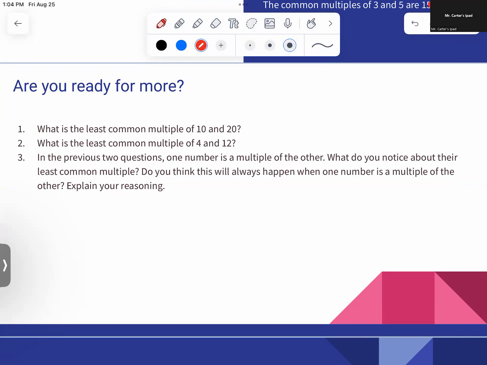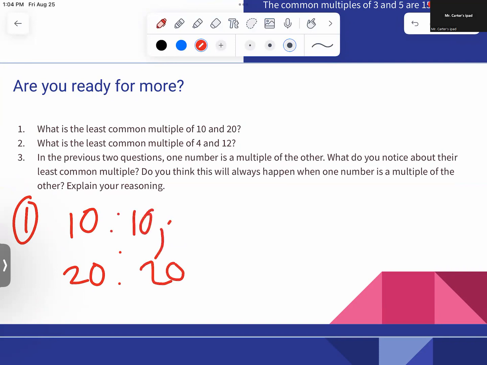All right. So the least common multiple of 10 and 20. So for number 1 on this page, 10, 20. Okay. First multiple of 20 is 20. So then we go 10, 20. The least common multiple of 10 and 20 is 20. That easy. Okay. Don't overthink it. All right. Number 2, 4 and 12.